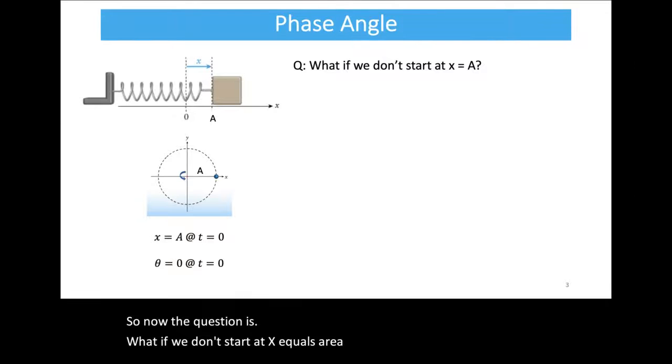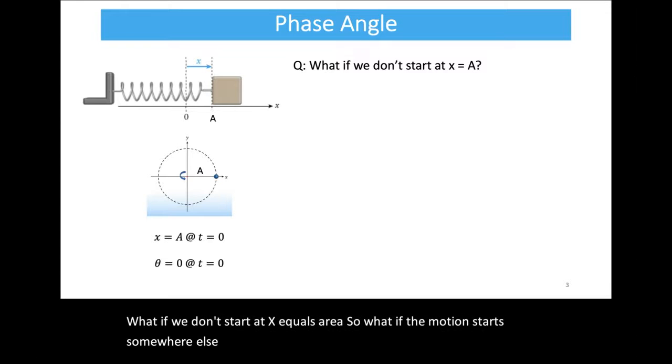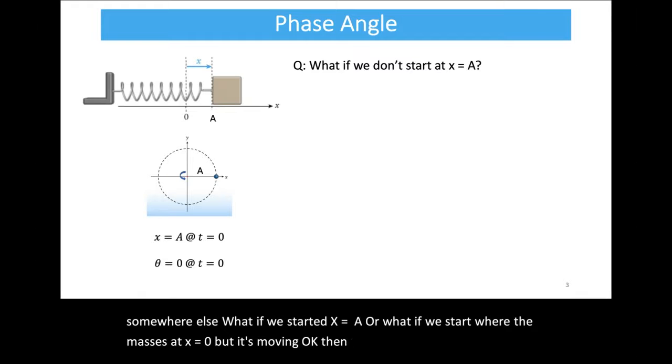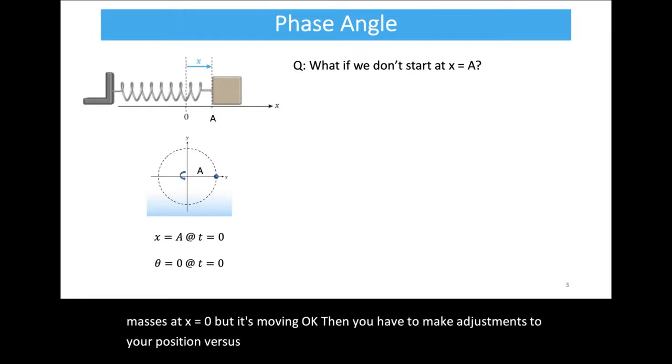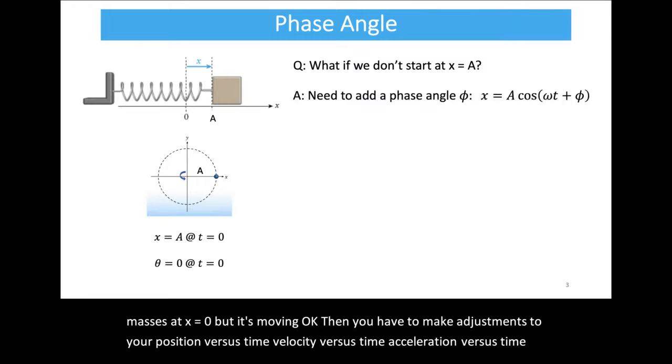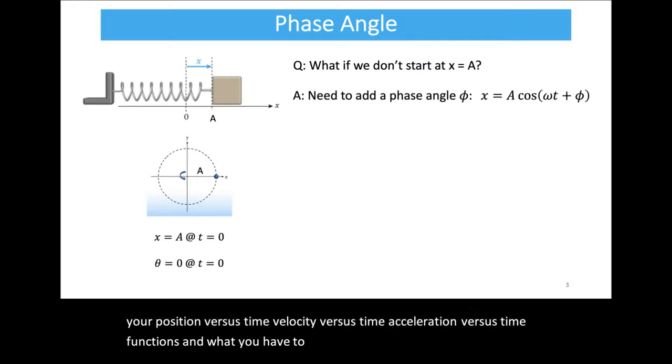So what if the motion starts somewhere else? What if we start at x equals minus a? Or what if we start where the mass is at x equals 0, but it's moving? Then you have to make an adjustment to your position versus time, velocity versus time, acceleration versus time functions. And what you have to do is add what's called a phase angle.